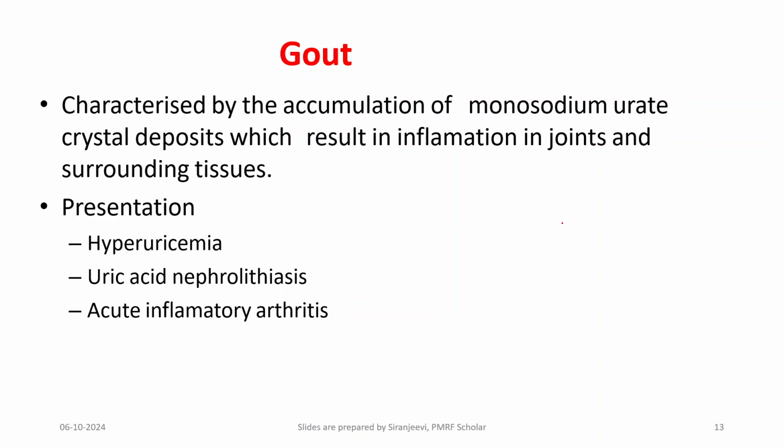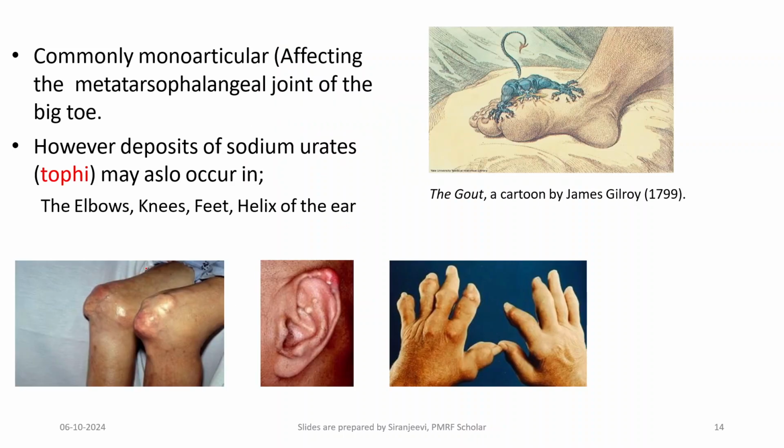which result in inflammation in joints and surrounding tissues. This presentation is related to hyperuricemia, uric acid nephrolithiasis, and then acute inflammatory arthritis. So the picture shows the accumulation of monosodium urate crystals in different places, like the toe, the knee, the ear, and the fingers.